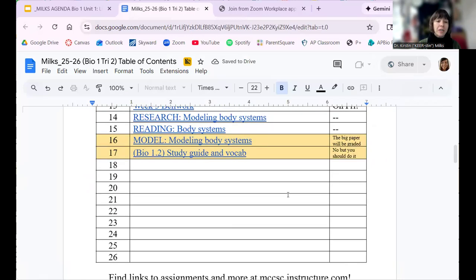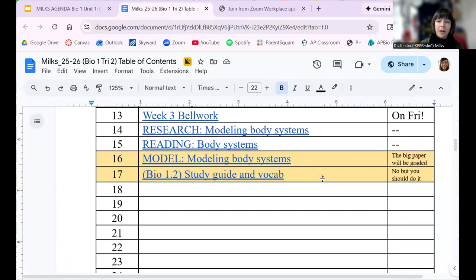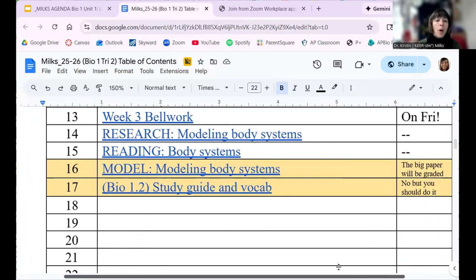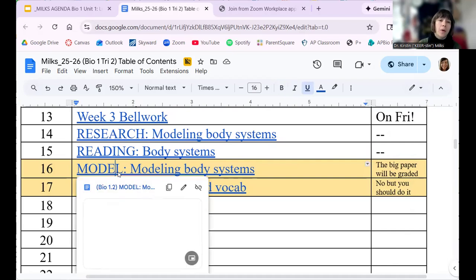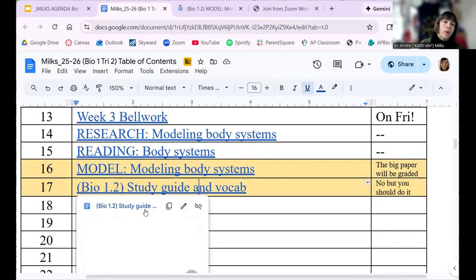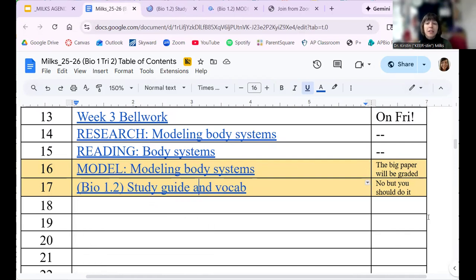We have 2 new entries in the table of contents. Let me make it a little bigger so you'll be able to see them. One of them is the check mark for the model. I'm going to go ahead and pull that up now for us in just a moment. The other one is the Bio 1.2 study guide and vocab. So please pause the video and make sure you've written these down on your pink page.